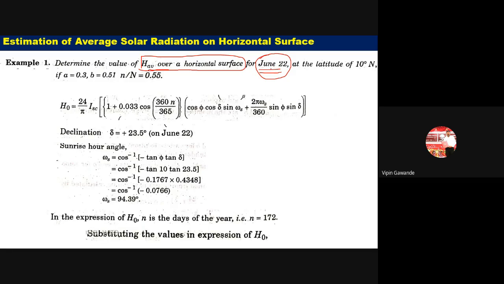We know that on June 22 the value of delta, the declination angle, is positive, 23.5 degrees. You have to remember this one. Now latitude is given. Latitude means the phi angle. So phi is equal to 10 degree north. North means you have to take this angle as positive.